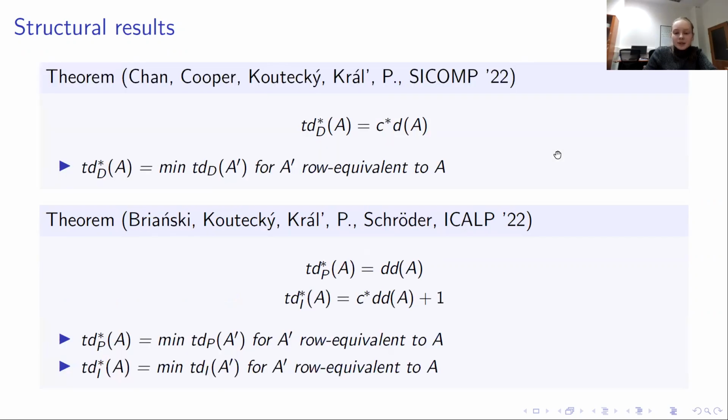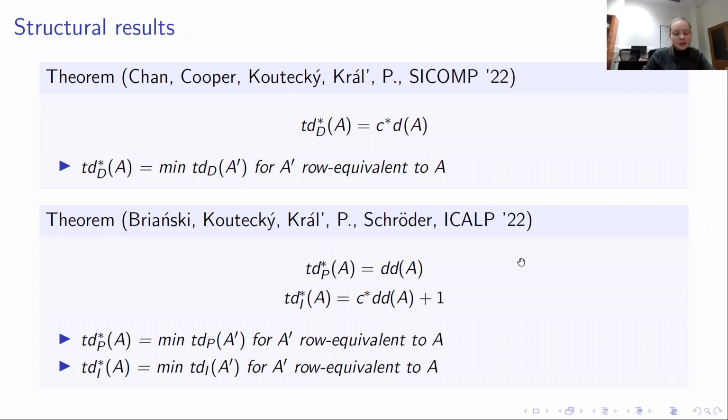The second result: we extended this characterization also to the primal tree depth and the incidence tree depth of the matrix. So here the optimum or the minimal primal tree depth is equal to the deletion depth of the matrix, and in the case of incidence tree depth, it's equal to the contraction start deletion depth of the matrix plus 1.